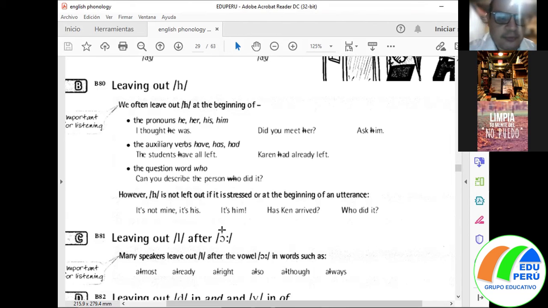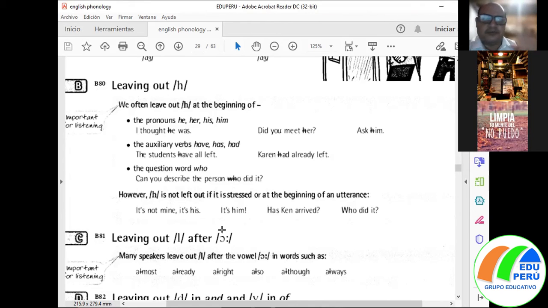And finally, the question word who. "Can you describe the person who did it?" This is the normal slow pronunciation. Now, fluently: "Can you describe the person who did it?" Notice h is not pronounced.